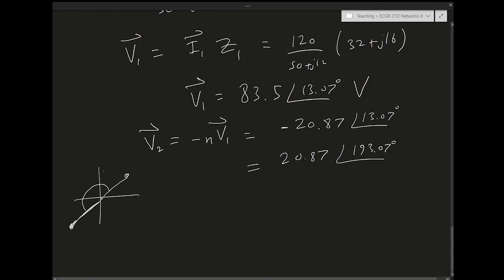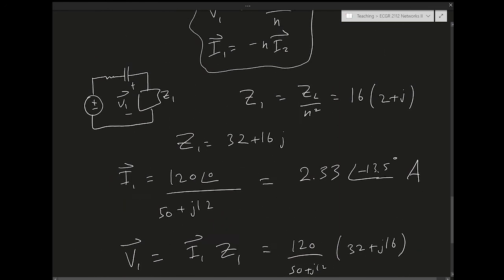Of course, adding 180 or subtracting 180 is absolutely equivalent. It gets you to the same number. So I could also subtract 180, so I could get 20.87 at minus 166.93 degrees volts. So I could either add 180 or subtract 180.